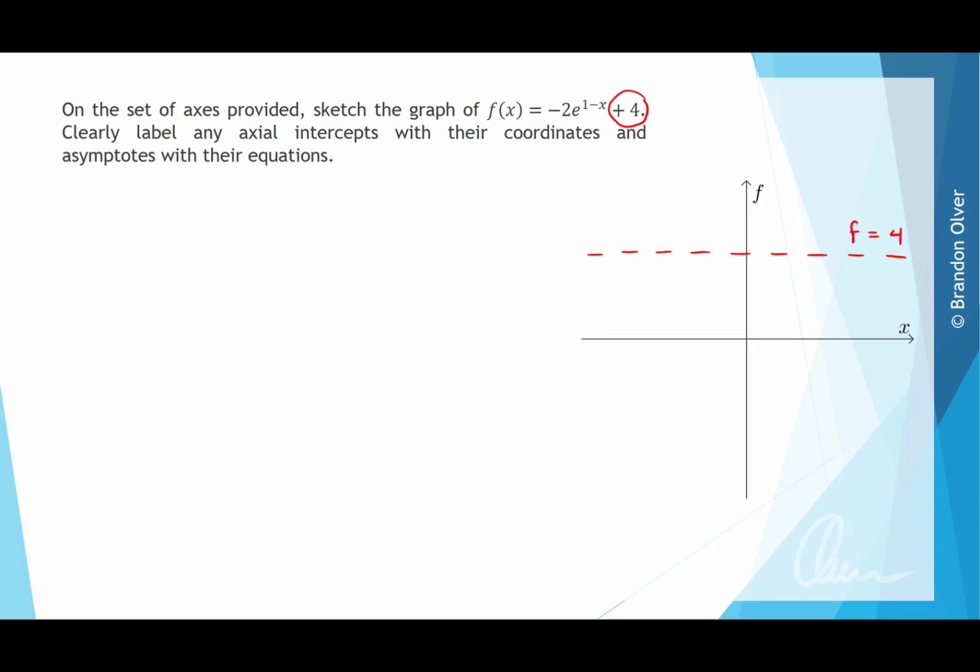Next, we can determine the axial intercepts of the graph if they exist. The first thing we're going to do is find the y-intercept, or the f-intercept, and that occurs when x equals 0. So we want to evaluate f when x is equal to 0, and that's going to give us minus 2e to the 1 minus 0, plus 4. So f of 0 is equal to minus 2e to the power of 1, plus 4, so we can write that as 4 minus 2e.